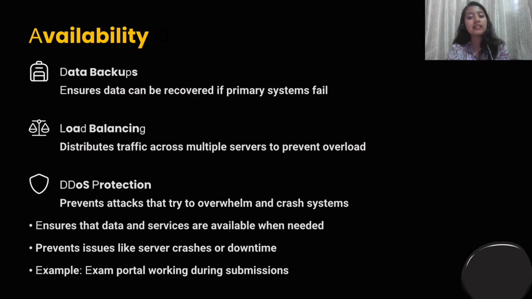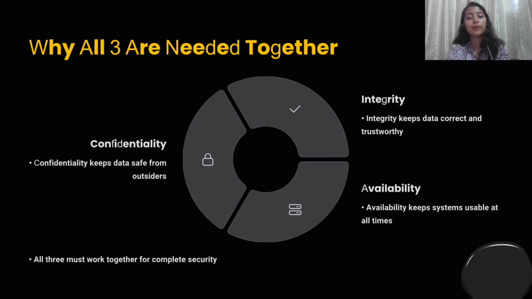Availability means the system, services, or data must be available when the user needs it. Real world examples: you should be able to use Google Drive, YouTube, or WhatsApp anytime, not only during office hours. Techniques used in availability include backup systems, firewalls, server load balancing, etc.